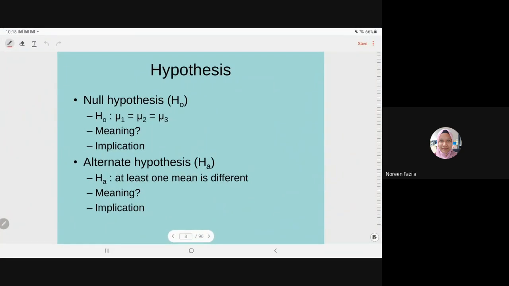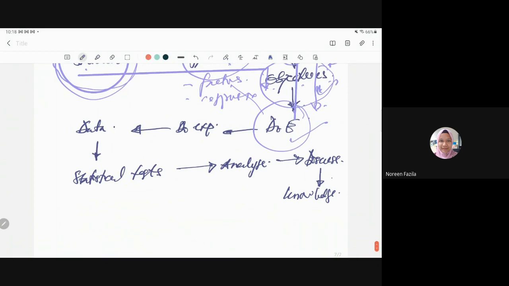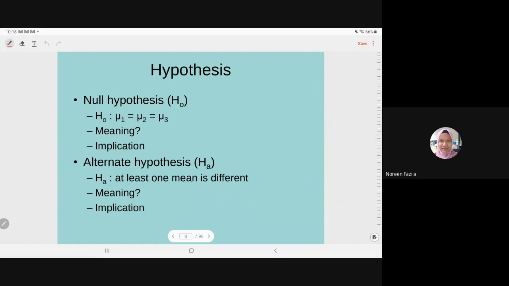So understand the problem statement. And then when you want to analyze your data, in a statistical test we always have the hypothesis. This is not the research hypothesis like this one. This is the research hypothesis. This one is a statistical hypothesis. So when we want to run a statistical test, we have to have hypotheses. The first is the null hypothesis. The second is the alternate hypothesis.